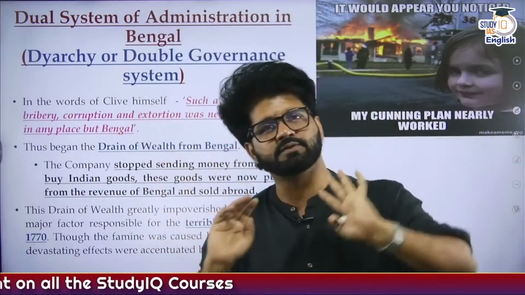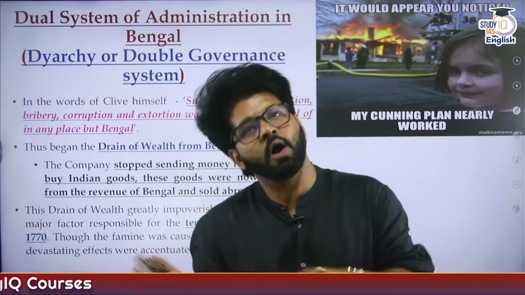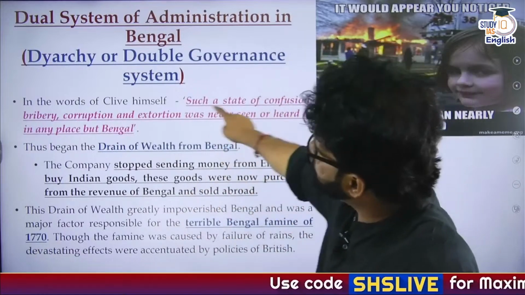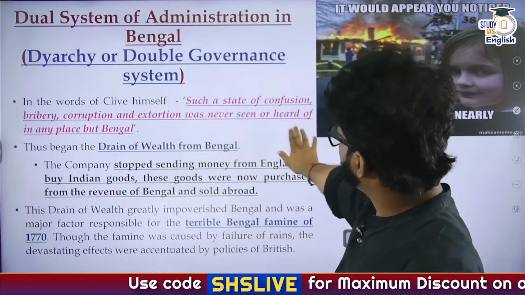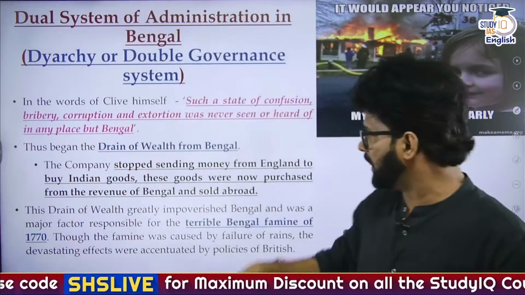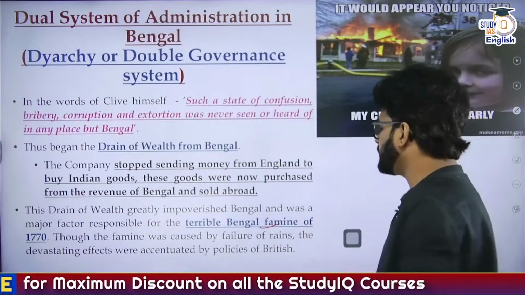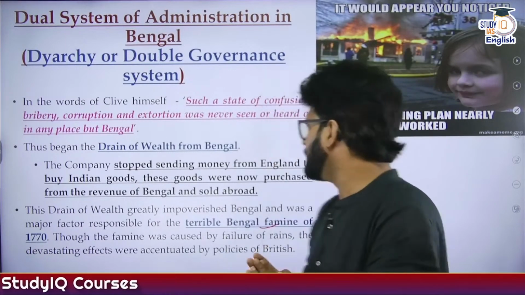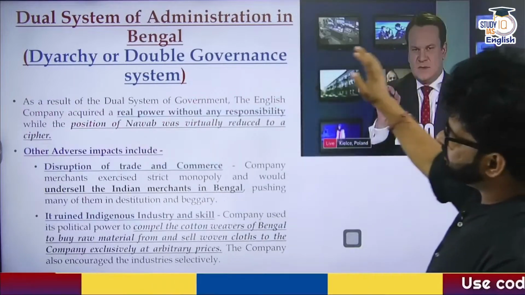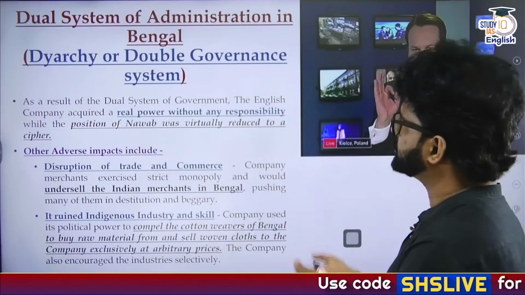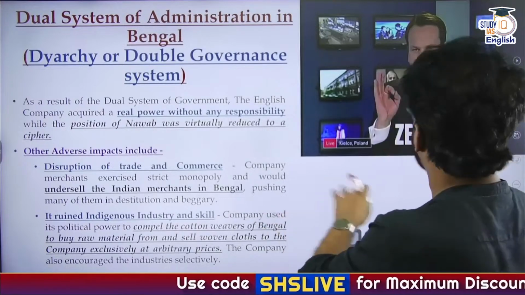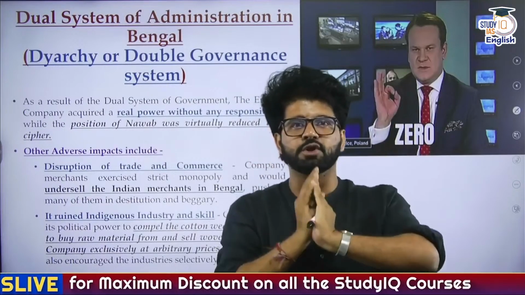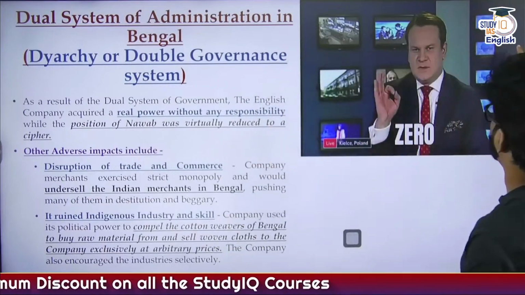In the words of Clive himself, Robert Clive himself admitted that, dude, whatever we did was plundering of the highest level. Such a state of confusion, bribery, corruption and extortion was never seen or heard of in any place but Bengal. And all these things will lead to a terrible Bengal famine of 1770, in which almost 1/3 of the population of Bengal will be wiped out. Fine, sir and ma'am. So all these things we are discussing, what will happen because of this diarchy or double system of governance. And this will be the start of something known as the drain of wealth from India, economic exploitation of India, about which we'll talk later on.